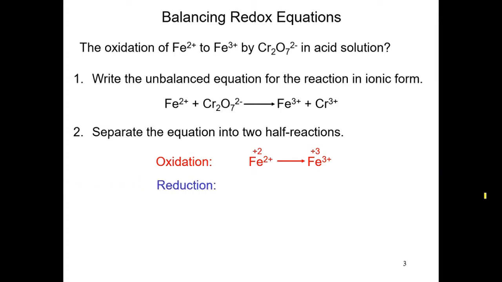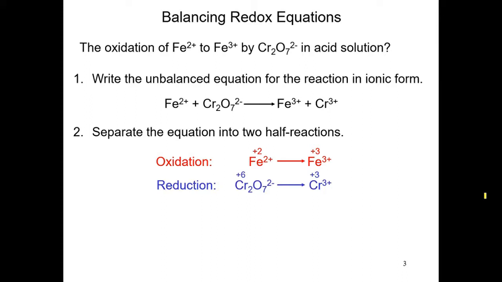That means that the reduction half is the conversion of the dichromate ion into chromium 3, and you should be able to calculate the oxidation states in that case as chromium going from +6 to +3. Since it's decreasing the oxidation state, that means getting more negative, therefore it's getting reduced. So this is where we start.